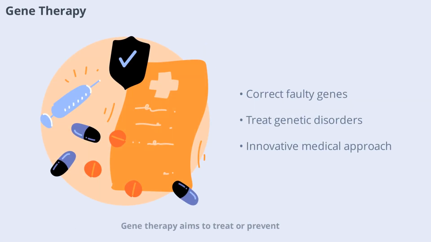Gene therapy aims to treat or prevent diseases by correcting or replacing faulty genes. This innovative approach often targets specific mutations responsible for genetic disorders. By delivering healthy copies of genes or editing the genome directly, gene therapy holds promise for curing previously untreatable conditions. Ongoing research continues to expand its potential applications.